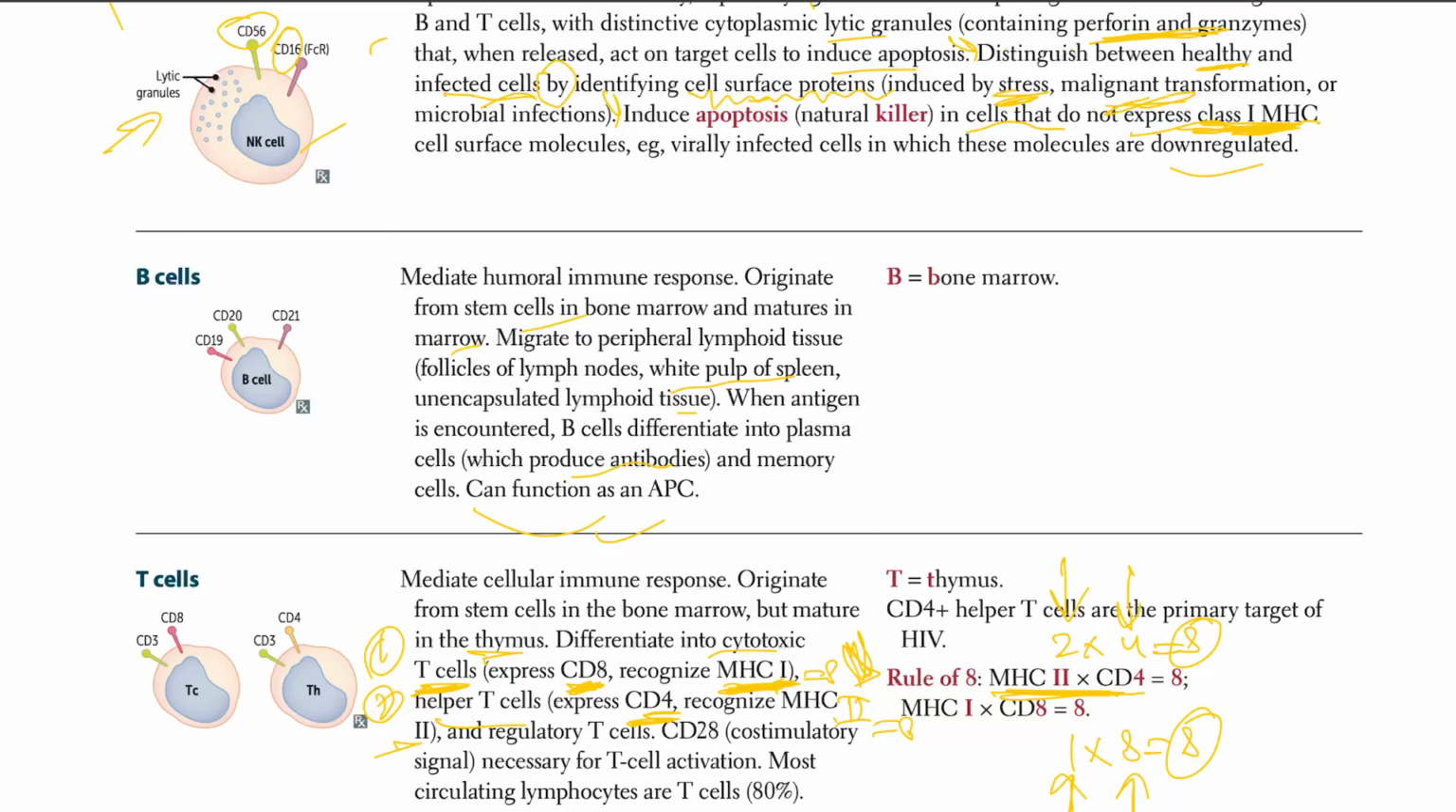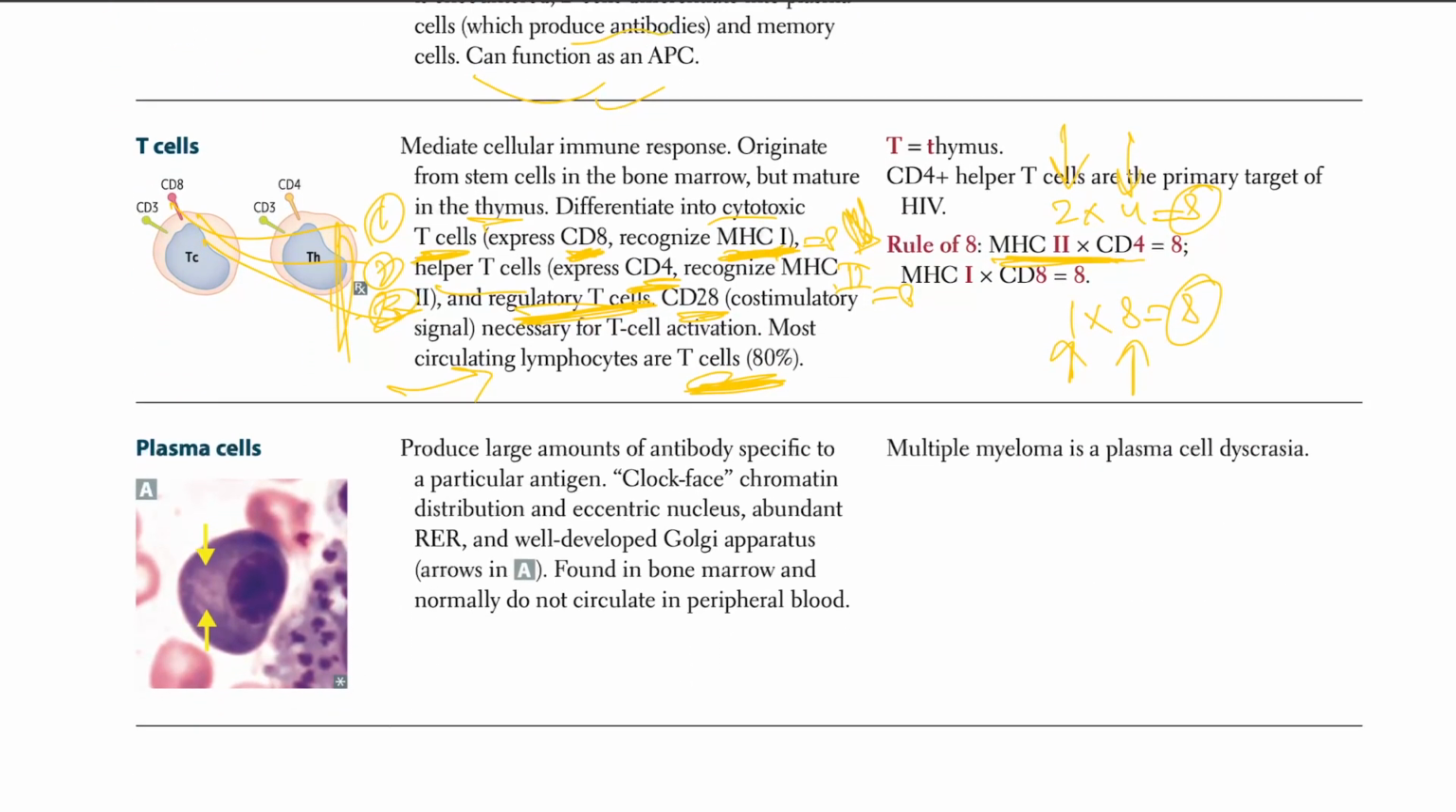And the third thing is the regulatory T cells. So there are 3 types of T cells: 1, 2, and 3. CD28 is a co-stimulatory signal necessary for T cell activation. Very important. Most circulating lymphocytes are T cells. What do we mean by T cell? All of these.